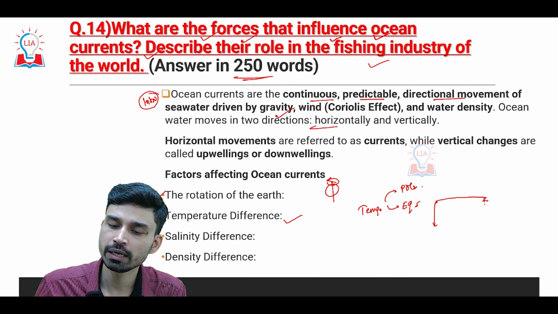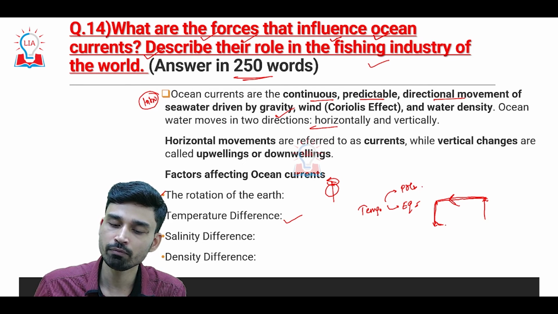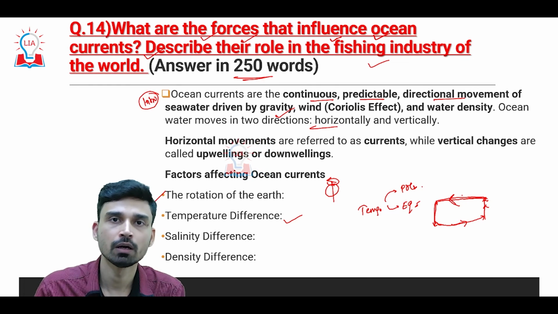So near the equatorial area we have upward movement of the water, near the polar areas we have downward movement of water, and thus this expanded water, this light water, gradually on the surface starts to move toward the polar areas, while the heavy water starts to move toward the equator from the polar areas. So this is how the temperature difference can give rise to the ocean current.